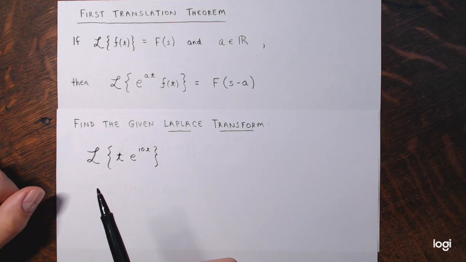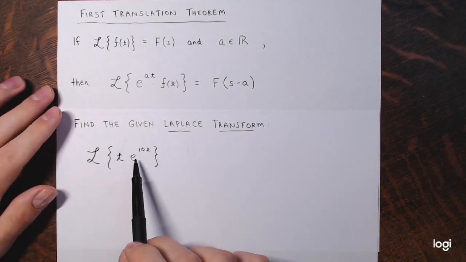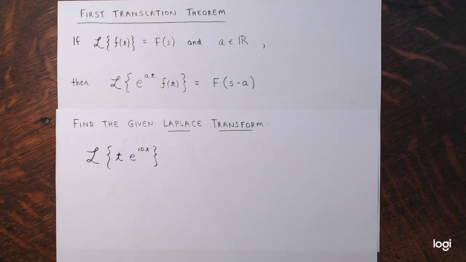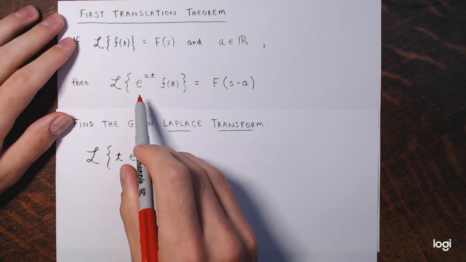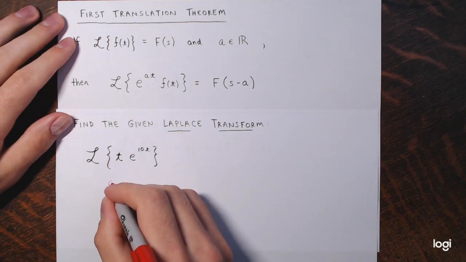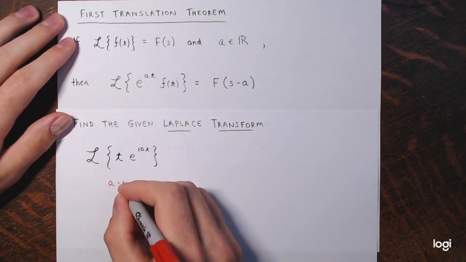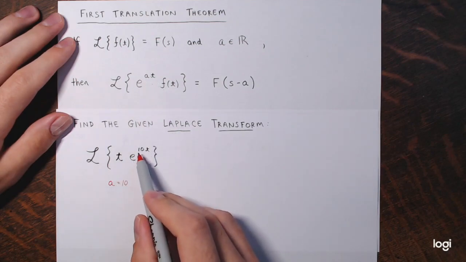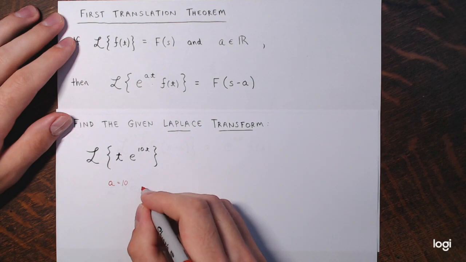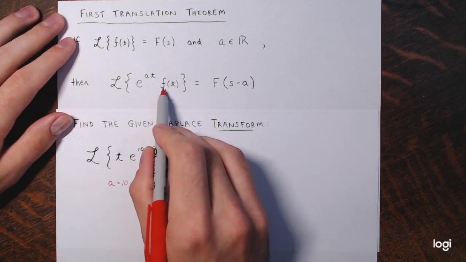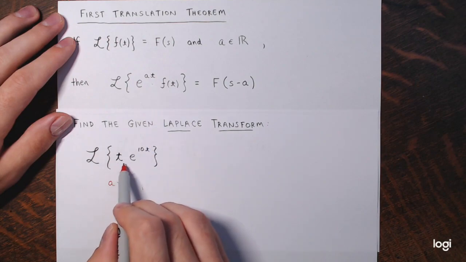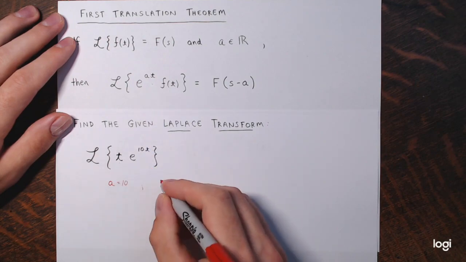So I'm asked for the Laplace transform of t times e to the 10t. So if I'm using this translation theorem up here, the value of a is 10, right? That's e to the at, e to the 10t. And then the function of t that's multiplied by the e to the at here is just t.